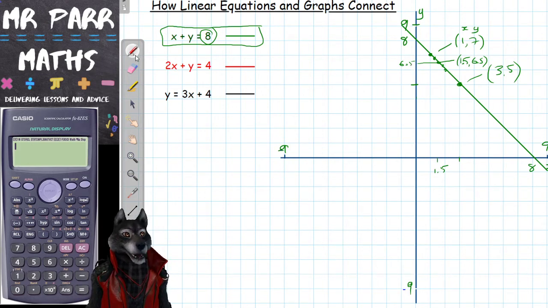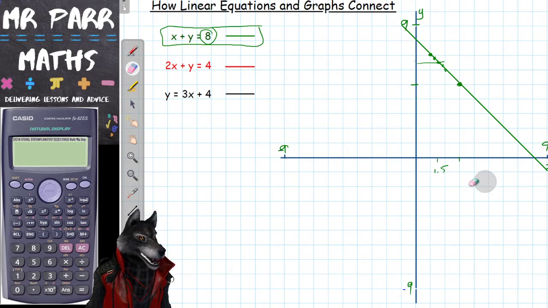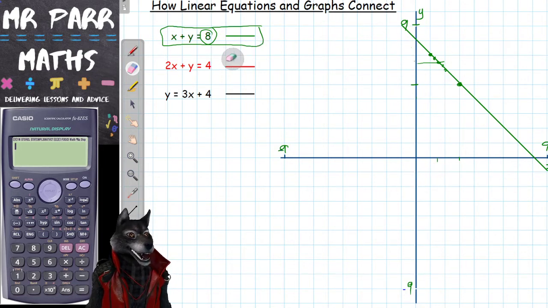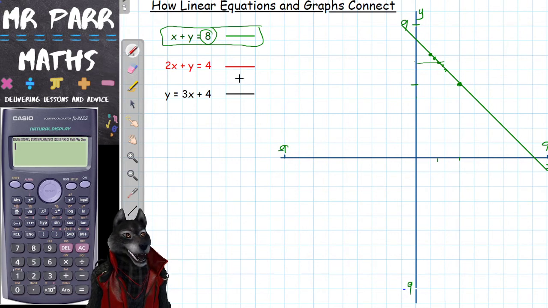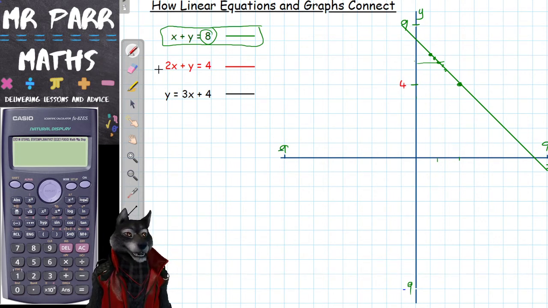So there's those. Now, I'll just rub these out because they're going to get in the way otherwise. If we would then try the red one, 2x plus y equals 4. Again, I can plot that. I know that it's going to go through over here at 4. And so we could pick points.